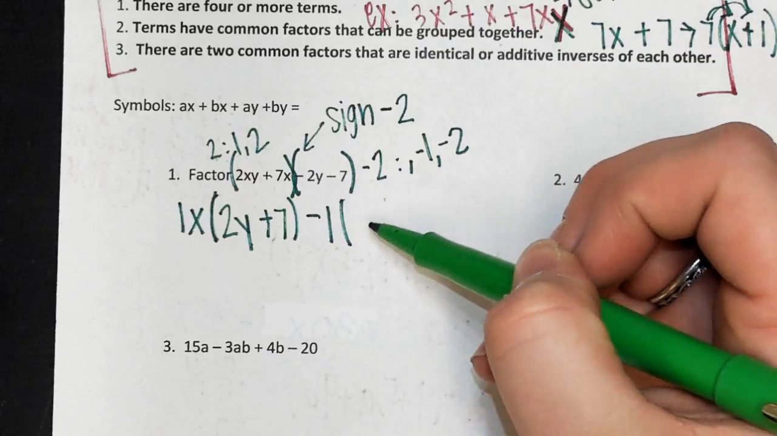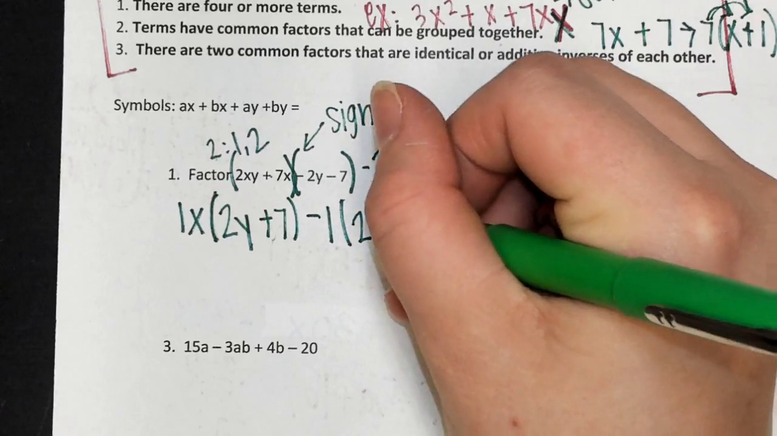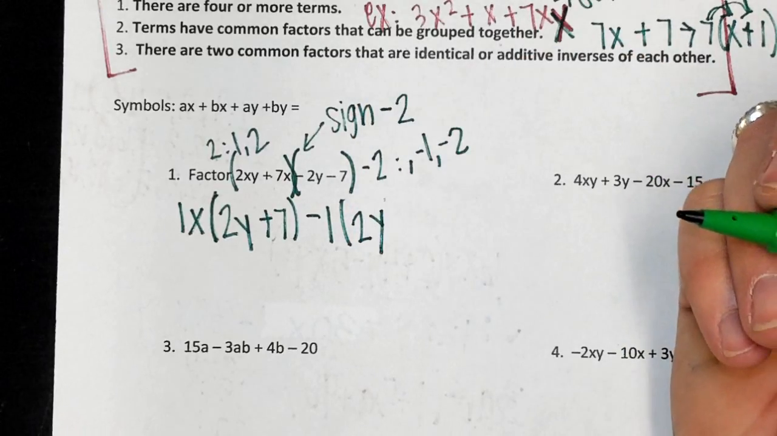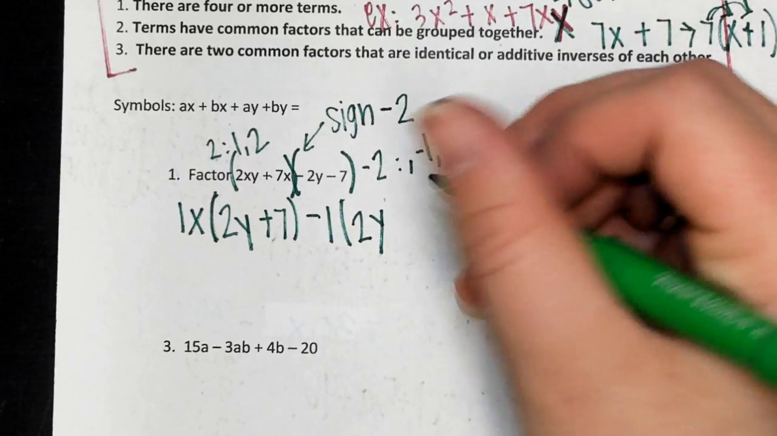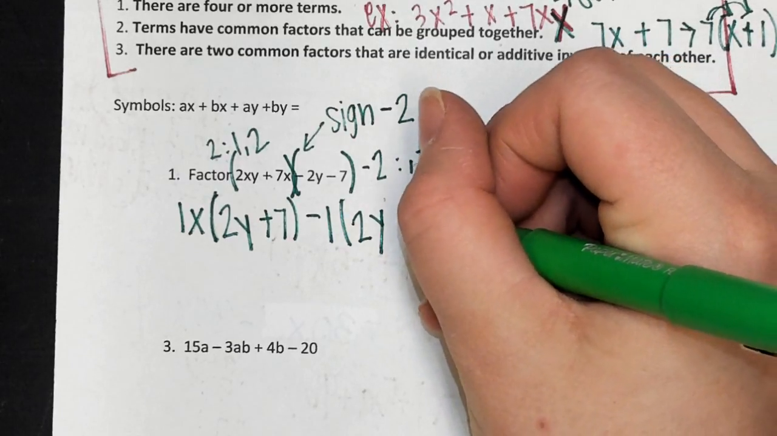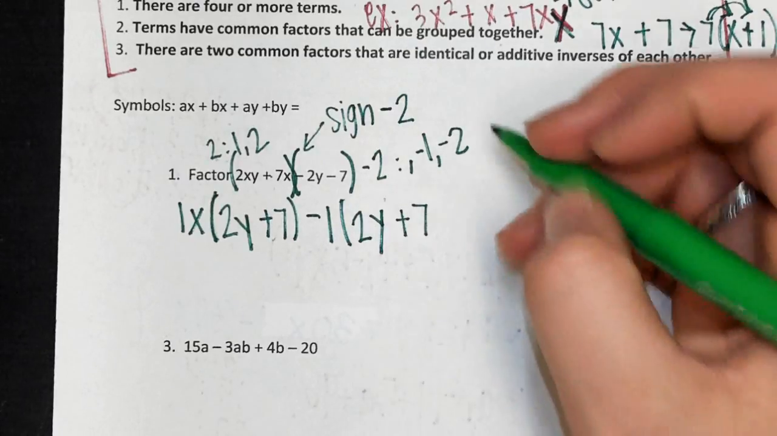Negative 1 times what gives me negative 2? 2y. Negative 1 times what gives me negative 7? Positive 7, because negative 1 times 7 is negative 7.